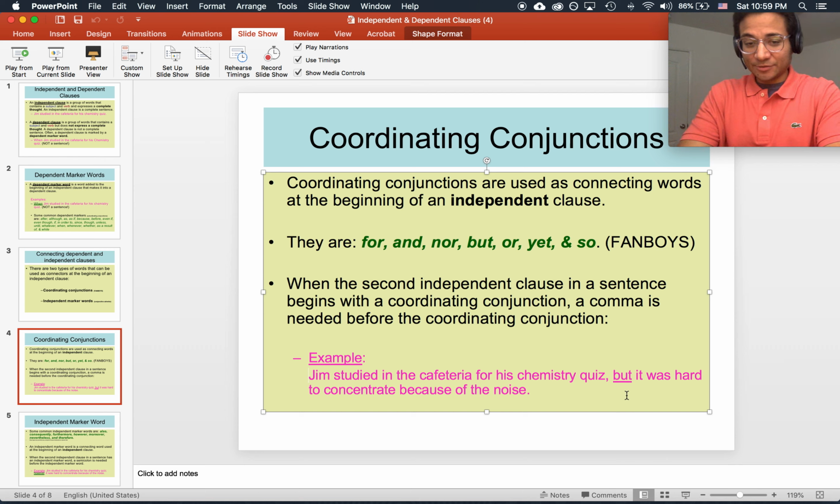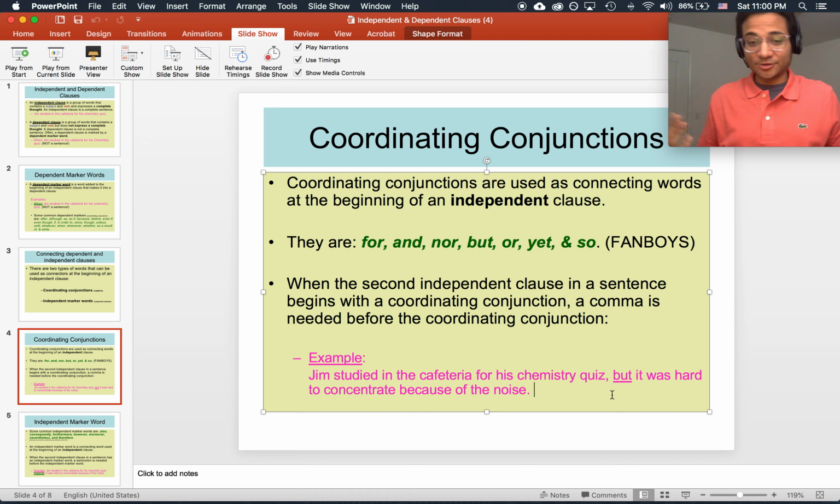How about this one? But it was hard to concentrate because of the noise. Is that a dependent clause or independent? Yes, that's dependent. Okay. And actually, this but is one of our coordinating conjunctions, one of the FANBOYS here. So notice the formula it follows: a clause, then a comma, and then the coordinating conjunction, the FANBOYS.